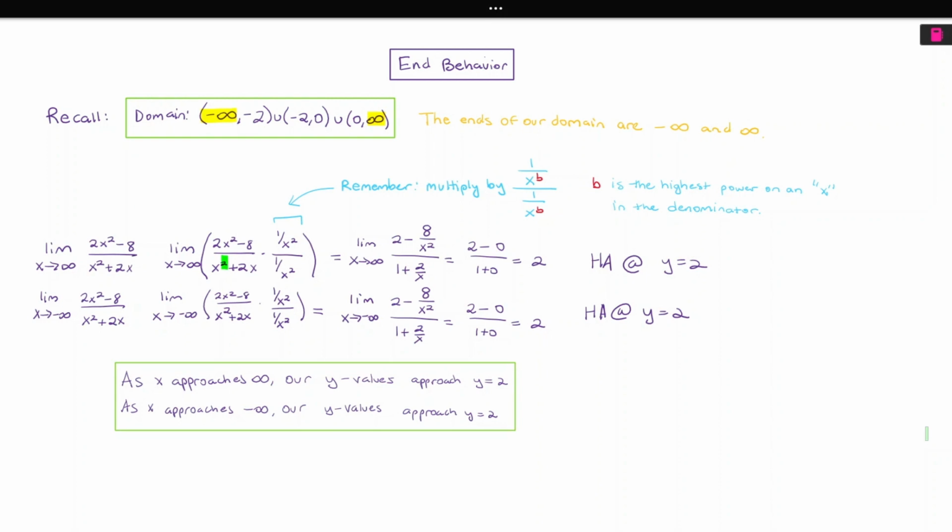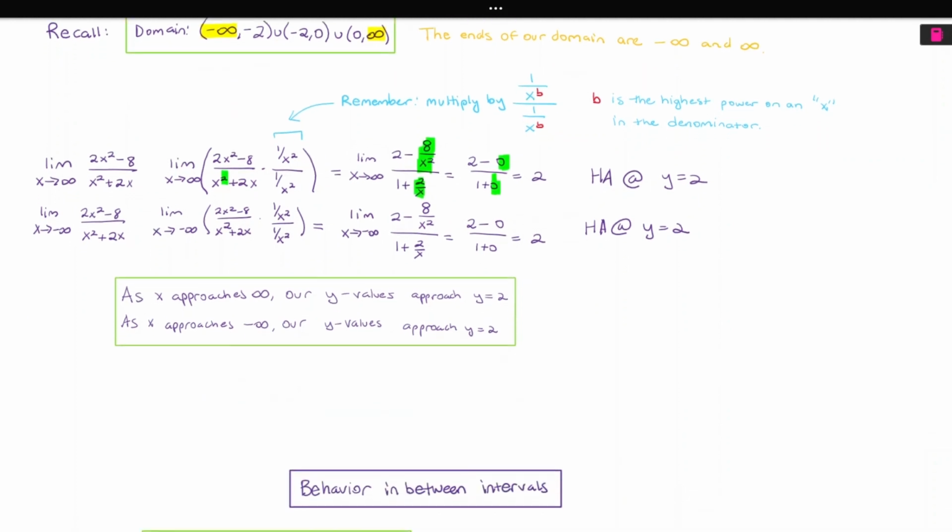And the reason we use this 1 over x to the b over 1 over x to the b is because then we can easily evaluate this limit. We know the limit as x approaches infinity of 8 over x squared, whenever you have a number over infinity squared, is going to go to 0. So then those just easily become 0. And yeah, then it's easy to evaluate. So that's why we use that method.